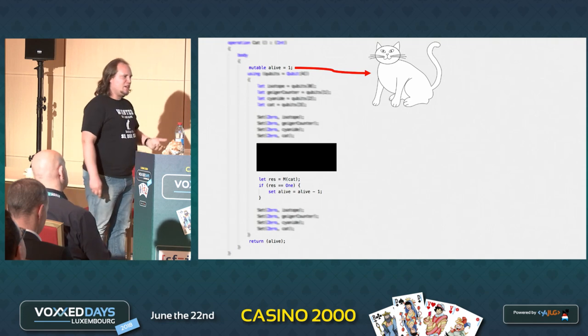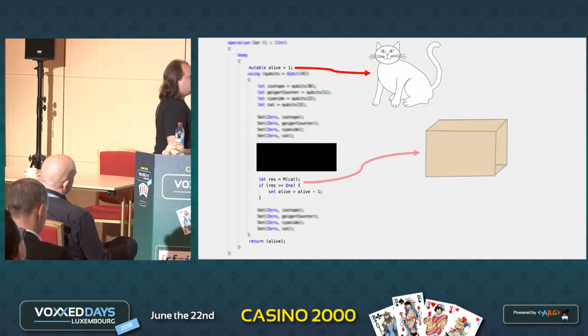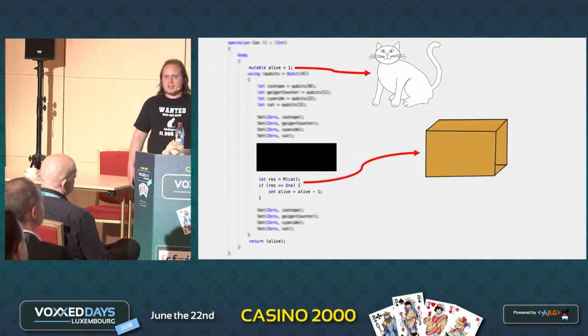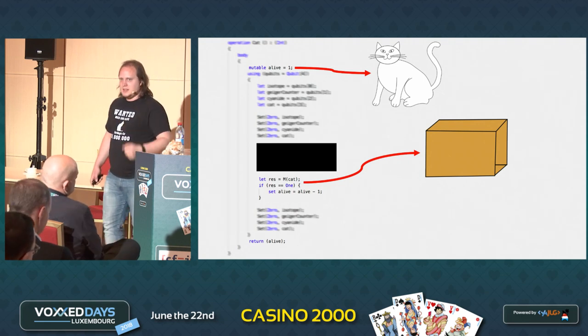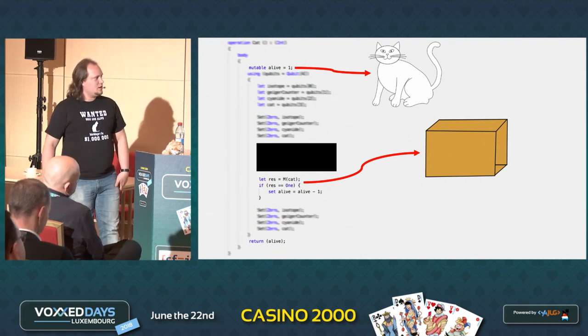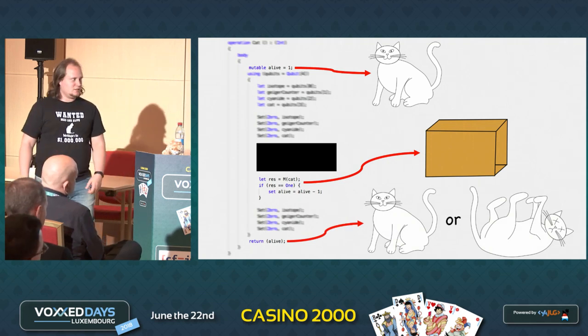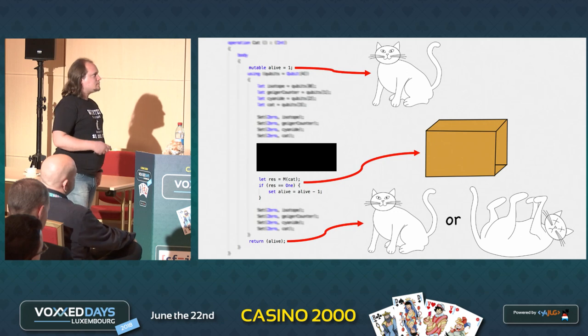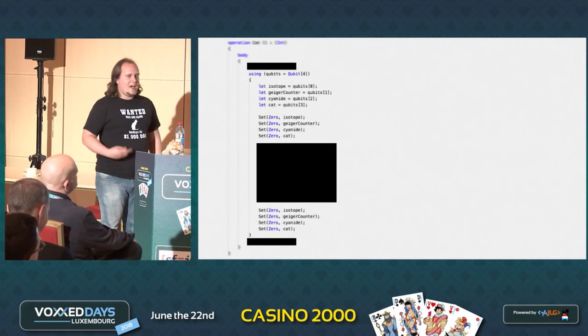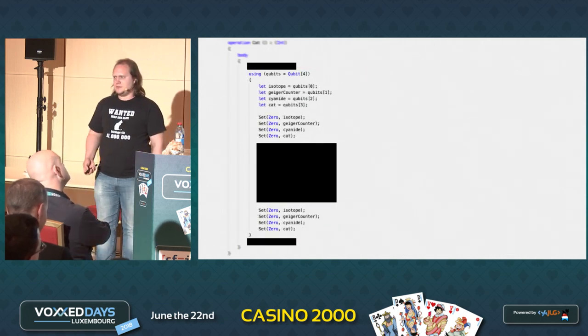We have a field. We know fields. And here we basically just look into the box and then set our field dependent on that and just return what our result was. Did the cat survive or not? Other than that, we have a bit more stuff to get it working.